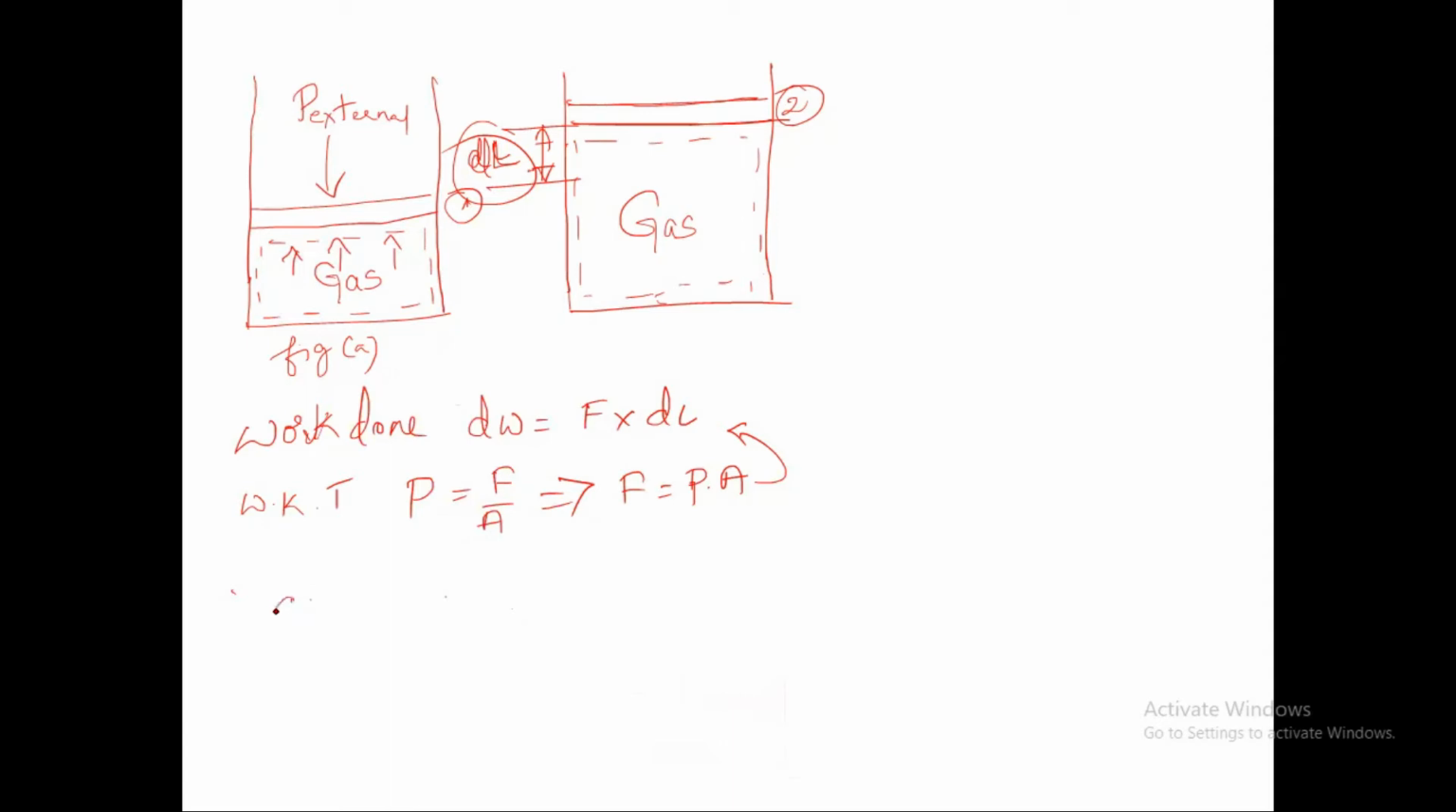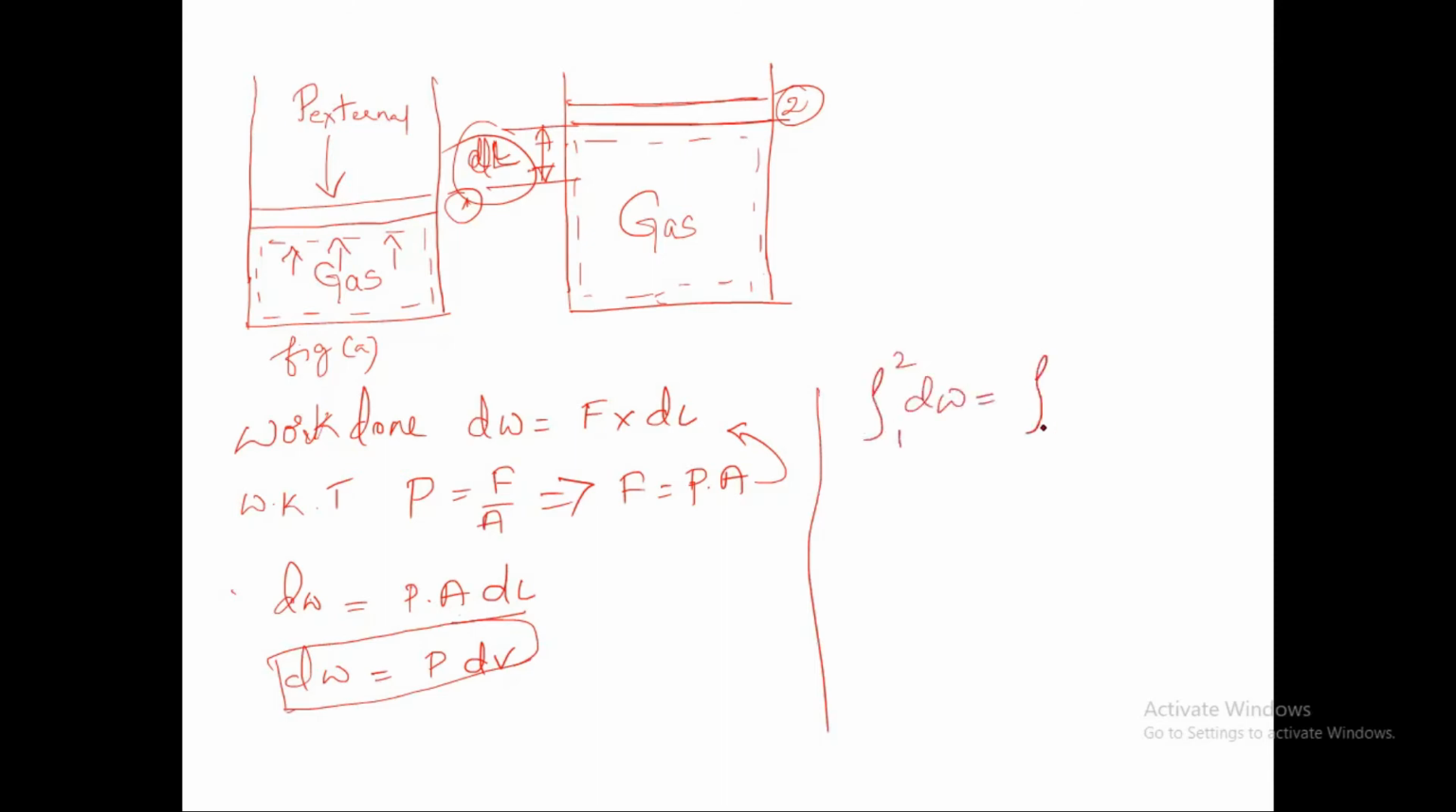Therefore, dW becomes dW is equal to, F can be written as P into A dl. Now this is area into length, that is volume, so dW is equal to P into dV. Area is meter square, multiplied by meter, that becomes meter cube. I can write dW is equal to PdV. This is the elemental work, but there is a change of state from 1 to 2. Therefore, for change of state from 1 to 2, dW is equal to integral 1 to 2 PdV.